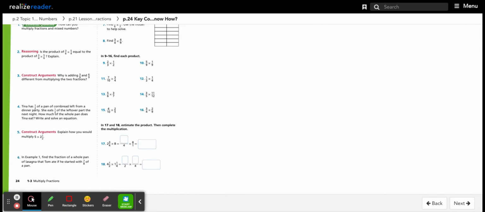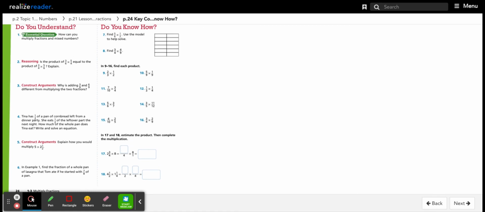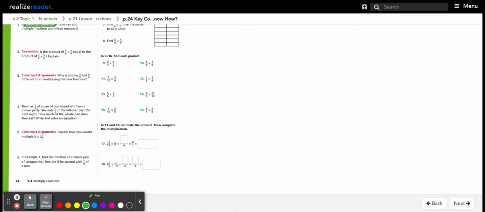Okay, next let's look at number 17. We're just going to solve the problem. We're not going to fill in the blanks like they have there. So number 17, we have 2 3/4 times 8. Okay, so 8 is a whole number here. We can write a whole number over what number so that the 8 stays the same? We want the value of 8 to stay the same. We're going to write 8 over 1. 8 over 1 means that 8 is going to have the same value.